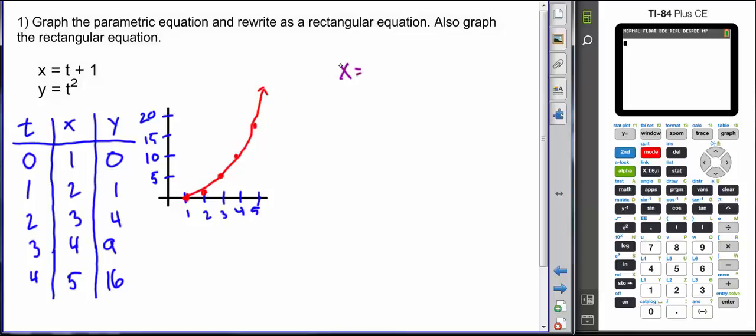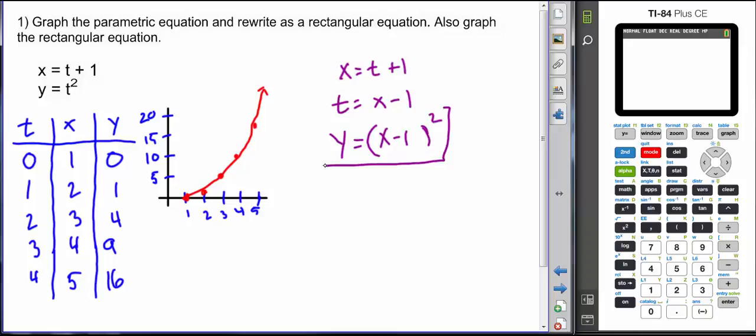I'm going to take that equation x equals t plus 1, and essentially I need to solve for t, and as you know, that's a pretty simple calculation. Just subtract 1 from each side. Once I have that t value, I'm going to do y equals, and I'm going to plug in that value right there. Whoops, I plugged in t. No, it's supposed to be x minus 1. There we go. x minus 1 quantity squared.